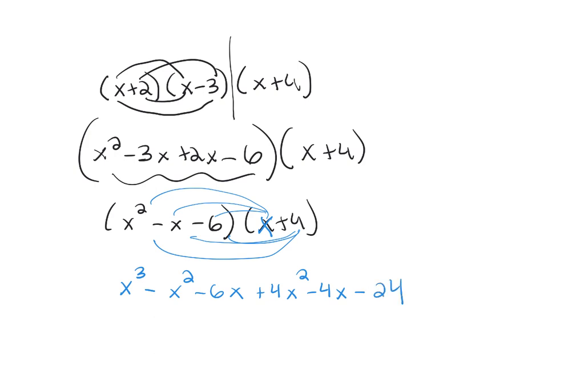All right, there's only the one x to the 3rd term. Okay, x squared terms, that's going to go down to plus 3x squared. And then minus 10x minus 24.